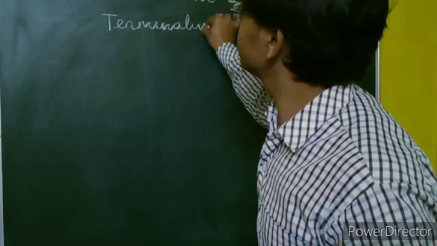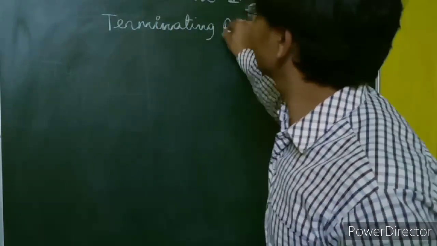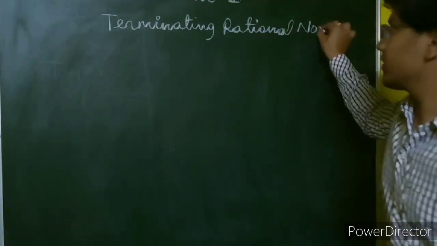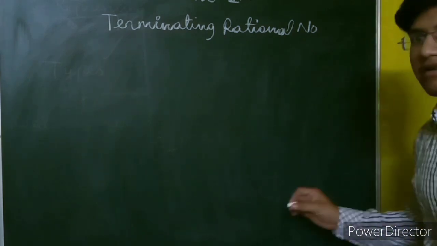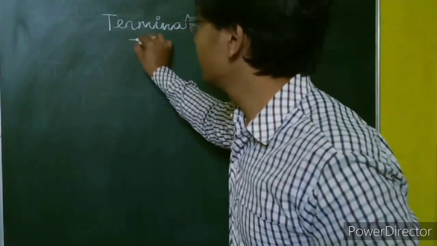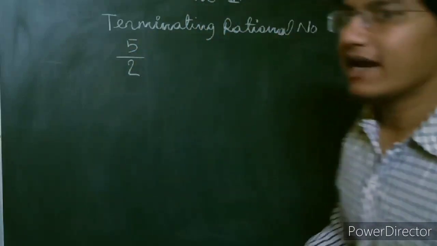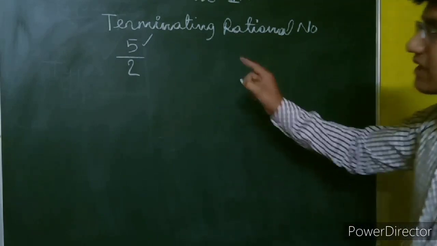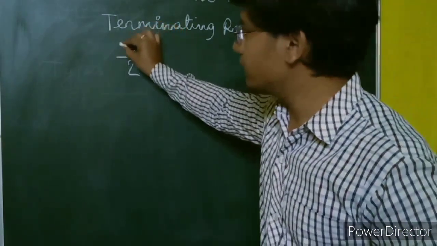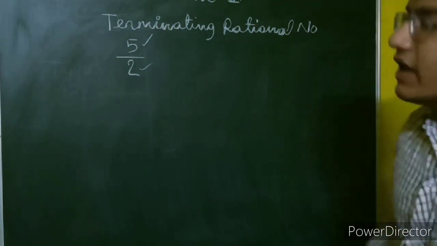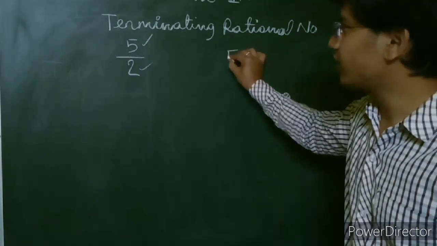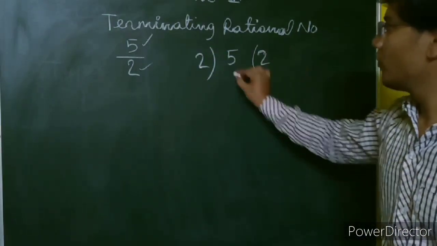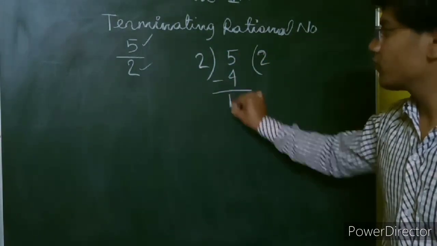Terminating rational number. To understand this terminating rational number, we are considering one example, 5 upon 2. 5 upon 2 means that we have to divide 5 by 2. Always remember, whatever is in the numerator will be divided by whatever is in the denominator. So if we divide 5 by 2, 2 2s are 4, 5 minus 4 is 1.